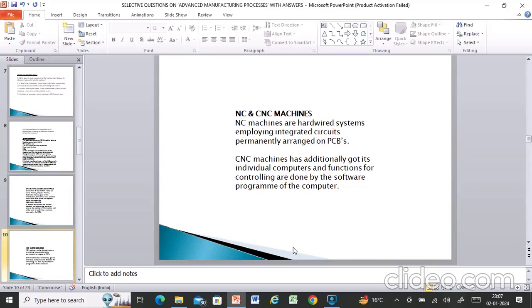The difference between CNC and NC is that the CNC machine additionally has its individual computer, or we can say a dedicated computer, and the functions for controlling are done by the software program of the computer. There is a software program installed in the computer which actually runs the machine. In an NC machine, it works with a program imported from outside, that means through a cassette or a pen drive, and follows that program. There is no dedicated computer for the NC machine.